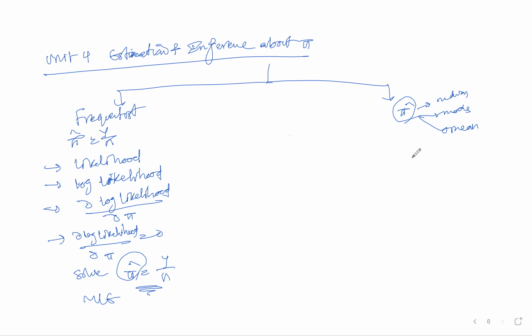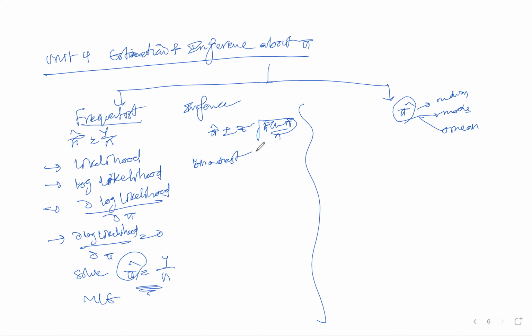What about inference? Inference, still the frequency approach. They use something called the confidence interval. If you are interested in the formula, it is not required in our course: pi hat plus or minus z times the square root of pi hat times 1 minus pi hat divided by n. This is the confidence interval with 95% or 99%. And how do I get these confidence intervals? Use the function binom.test in R.